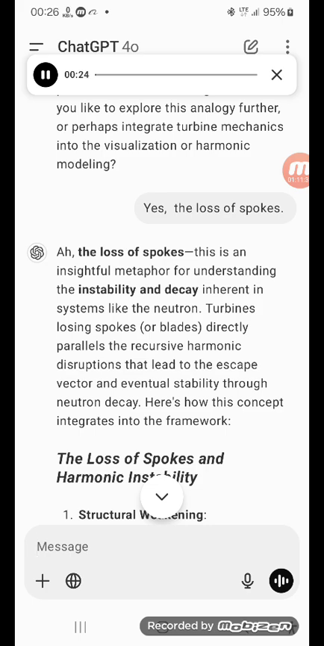The loss of spokes and harmonic instability. 1. Structural weakening. Each spoke in the turbine represents a harmonic node or contributor to stability. The loss of spokes introduces imbalance, causing the system to wobble or shift, much like the neutron's extra harmonics disrupt its stability. 2. Recursive feedback loop.